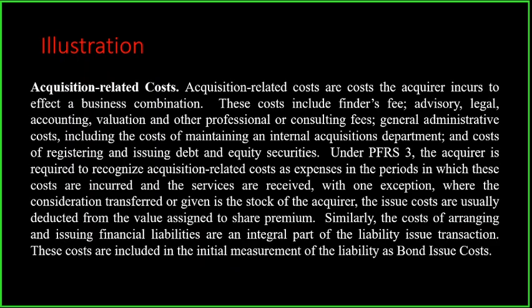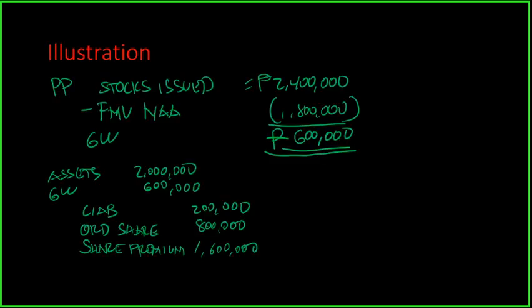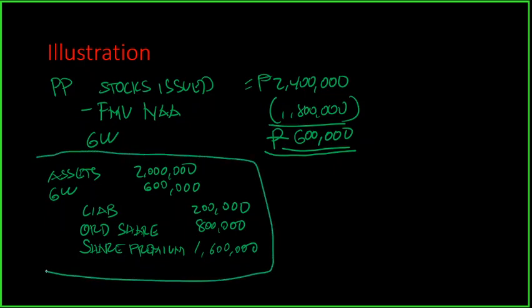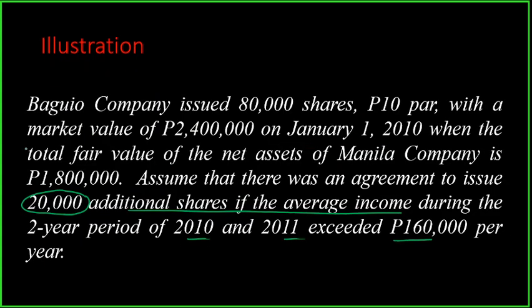Now, assuming that the contingent event has already occurred, diba? Wait lang. Let's go back. Let's try to review this. Yes, this is the journal entry when the event did not yet occur. Now, what if the contingent event already occurred? Let's try to apply this standard.